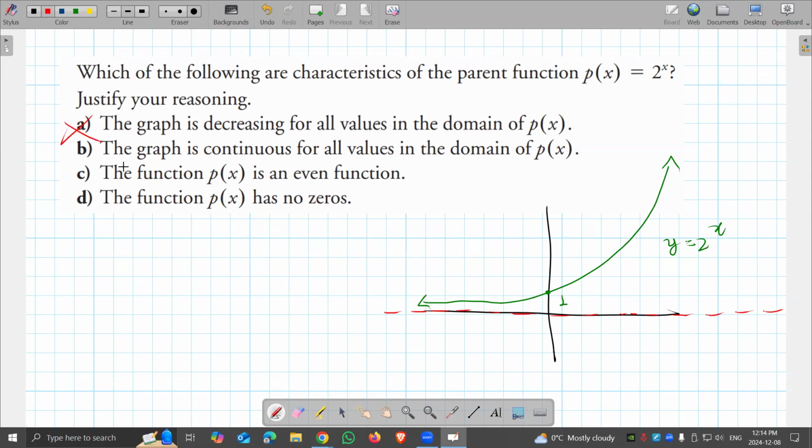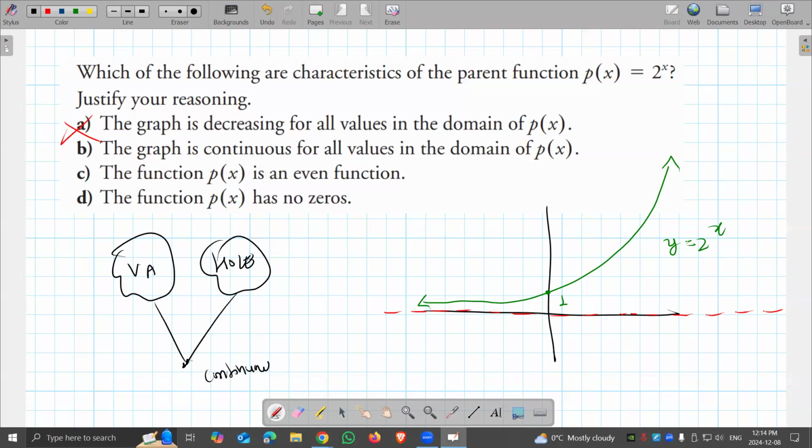B, the graph is continuous. Remember what continuous is? Continuous is something that doesn't have a gap. In other words, it doesn't have a vertical asymptote or a hole. If it doesn't have either one of these two, we call it continuous. Is this graph continuous? Yes. So B is true.